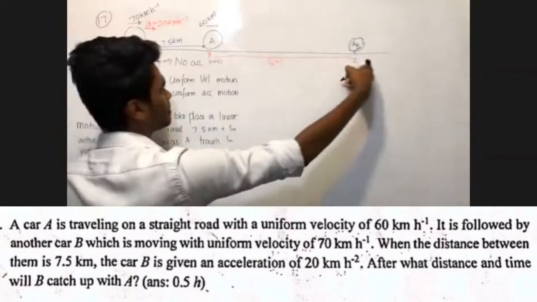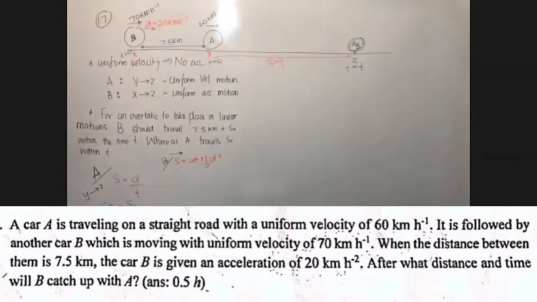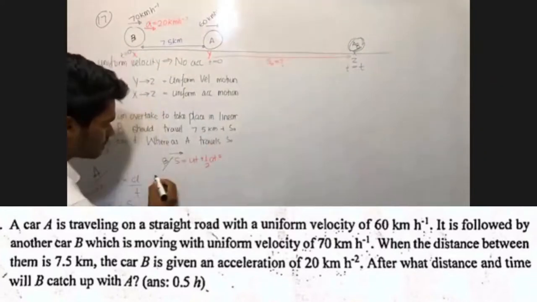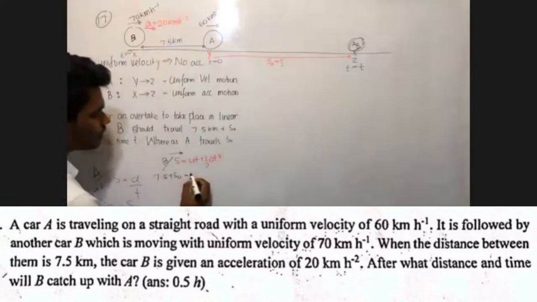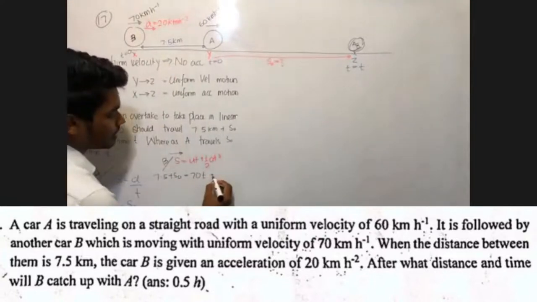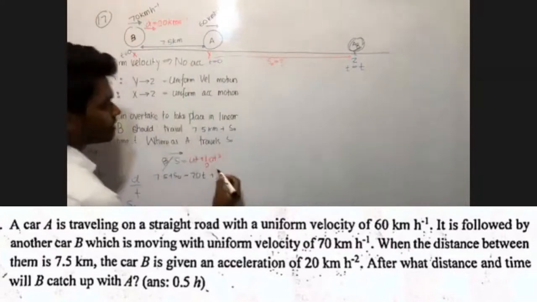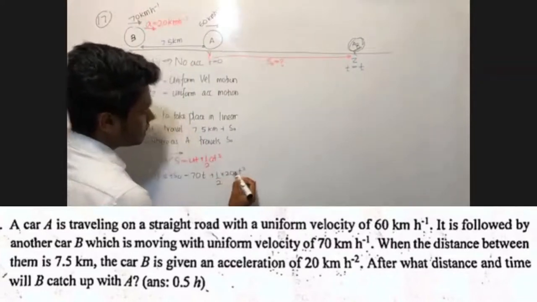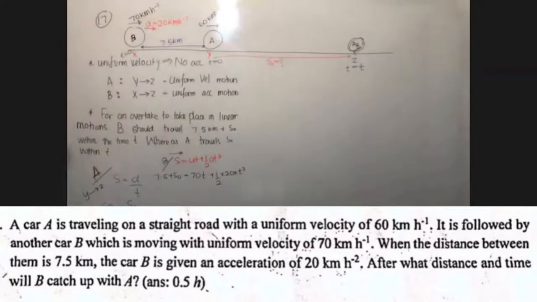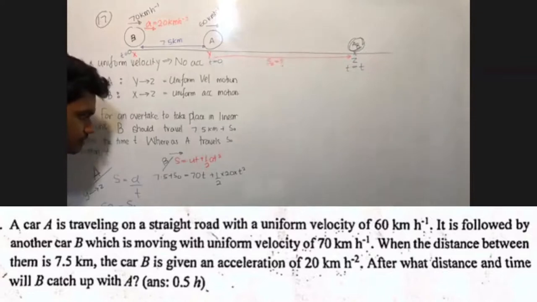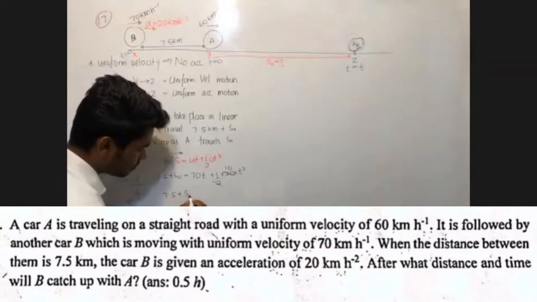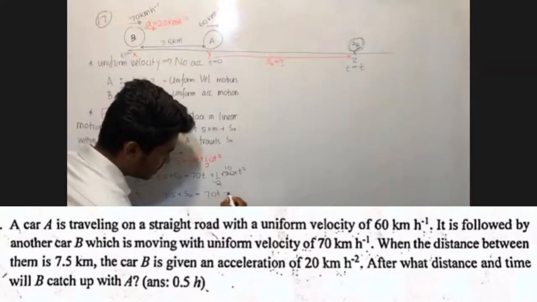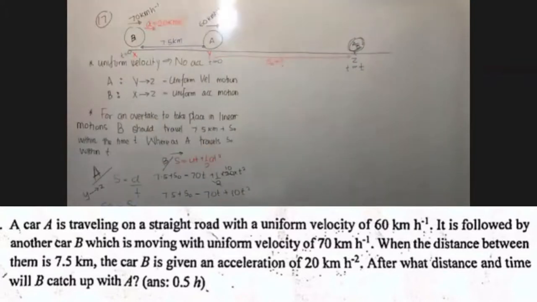What is the distance that B travels within T time? 7.5 plus S naught. What is the initial velocity? 70 kilometers per hour. What is the time taken? T. What is the acceleration? 20. Time taken is T squared. If you simplify this, this cancels: 7.5 plus S naught equals 70T plus 10T squared. So this is the second equation.